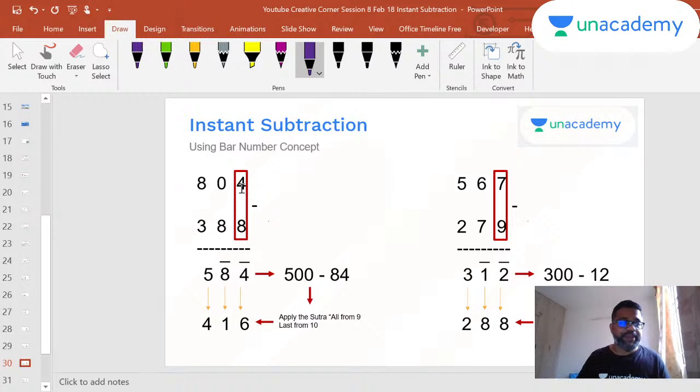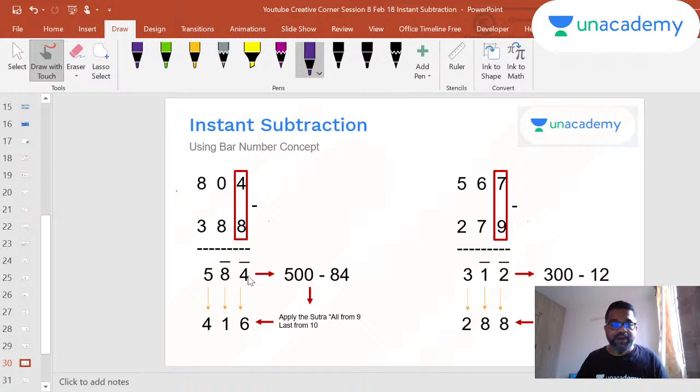804. Actually, in my slides, I'm not playing the animation right now. Otherwise, this red box that you see keeps moving from right to left. That's how we do each one of the operations, right? So 804 minus 3, 88, right?